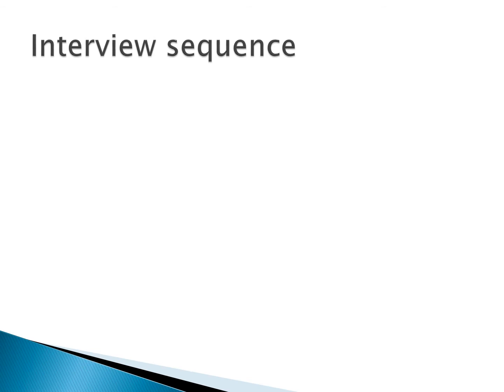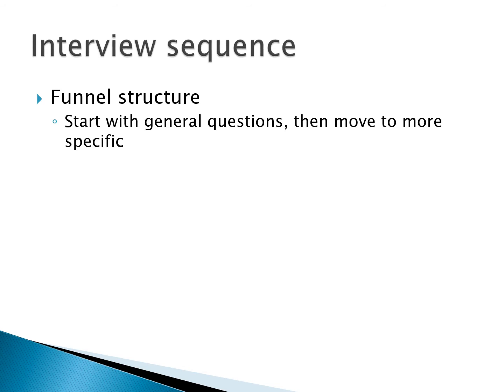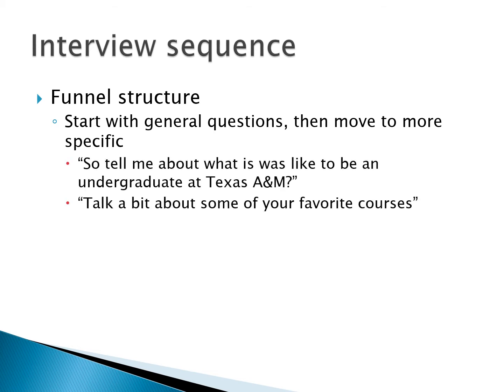Now, when you do semi-structured interviews, you typically have one of two sequences that you can follow. One is the funnel structure, where we start with some very general questions, and then you start moving to more specific questions as it relates to what your research questions are. So for example, if I was in a job interview or something like that, interviewing you, that's kind of like a semi-structured interview. I might start out by saying something like, so tell me about what it's like being an undergraduate at Texas A&M. And you would start talking about that.